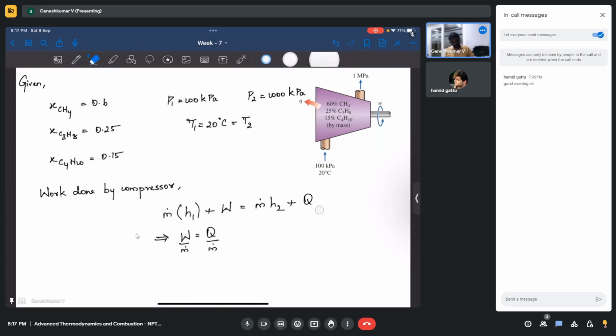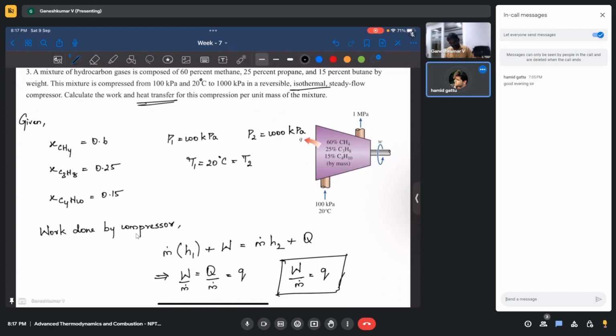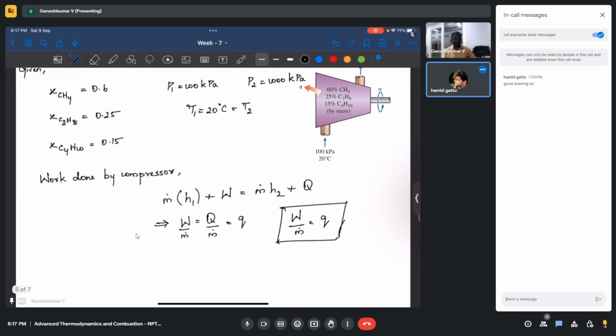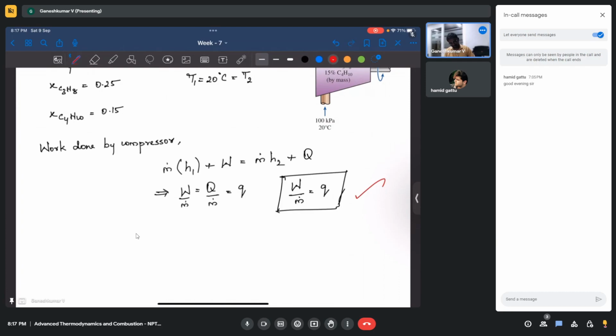So that's fine. We found the solution for the second problem. We need to find heat transfer also, and we found out that heat transfer is nothing but work transfer. But what is work transfer? How do we find it? We know an equation, right?